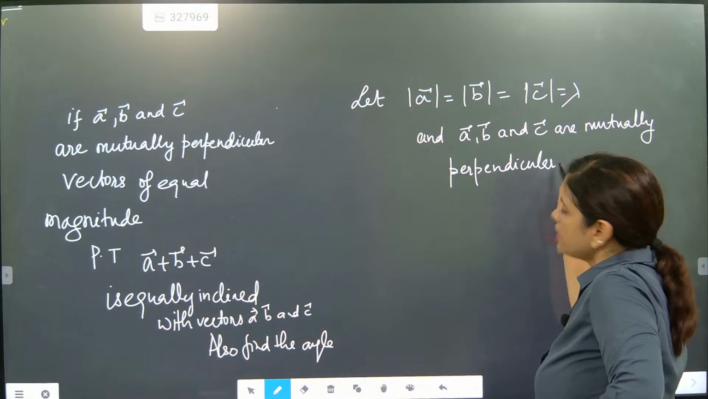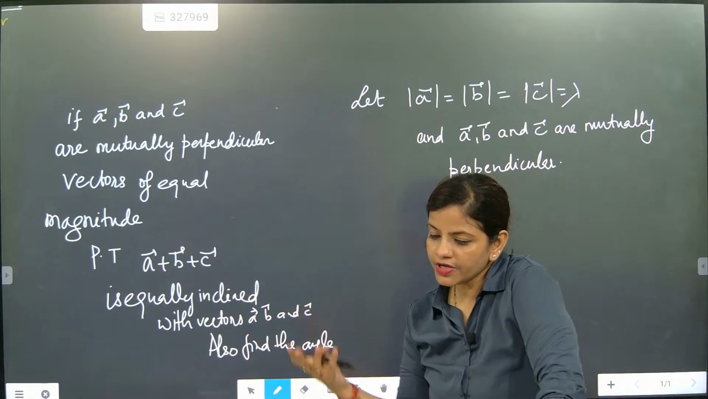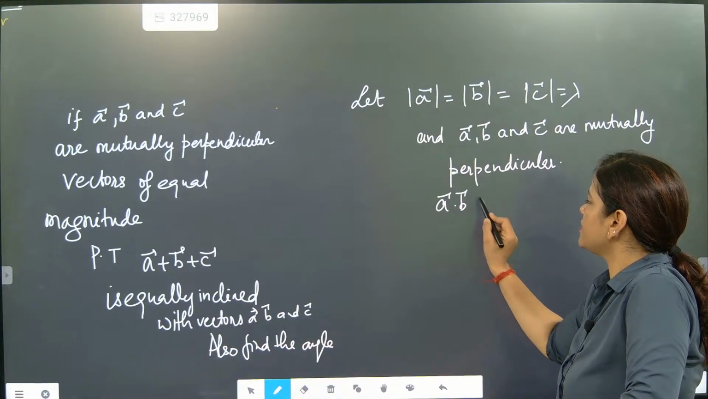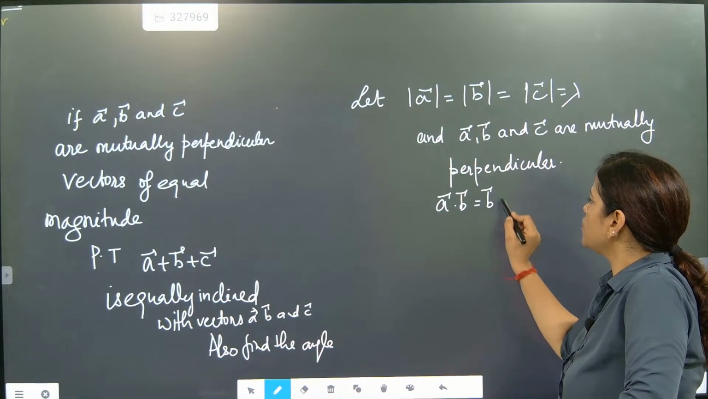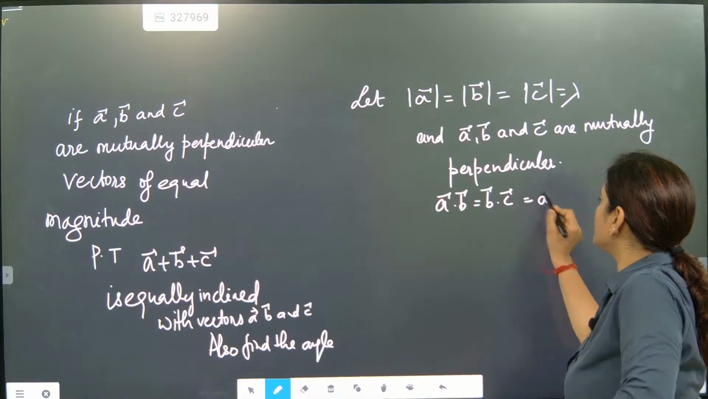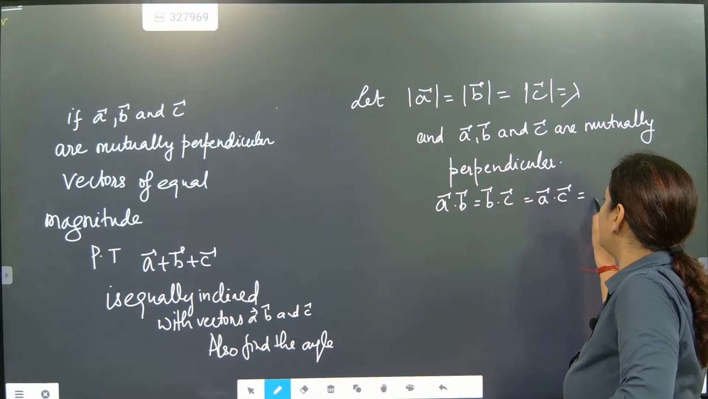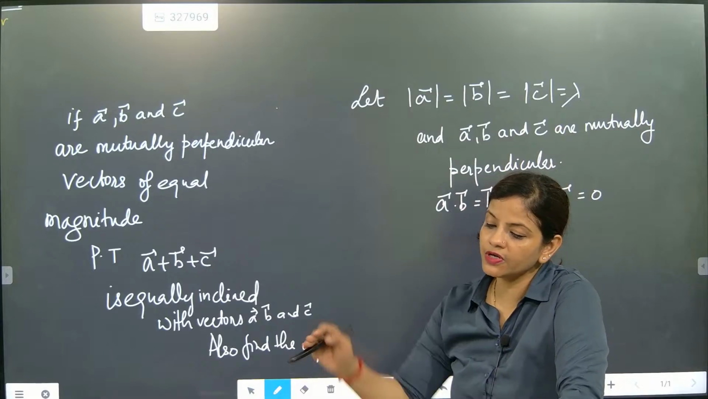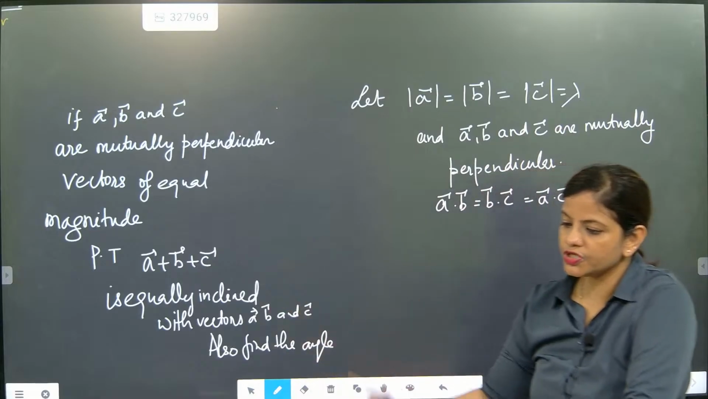They are mutually perpendicular. So what is the meaning of mutual perpendicular? A vector dot B vector is equal to B vector dot C vector is equal to A vector dot C vector, which will be equal to 0. The dot product of all these vectors will become equal to 0. This is the most important point.